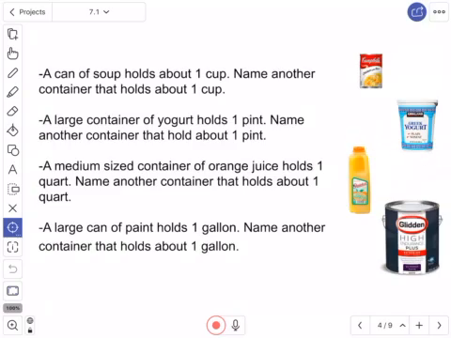So if you think about it, something else that might hold about a pint, a taller glass holds about a pint. A medium-sized container of orange juice holds about 1 quart. Name another container that holds about 1 quart. Yeah, so either 1 quart or sometimes you have half gallons too of orange juice. You usually don't see gallons of orange juice, unless you have a lot of people who are going to be drinking it, because sometimes that orange juice doesn't last long enough for people to drink all of it. Sometimes it does, if you really like orange juice, but more often you see orange juice in quart size or the half-gallon ones.